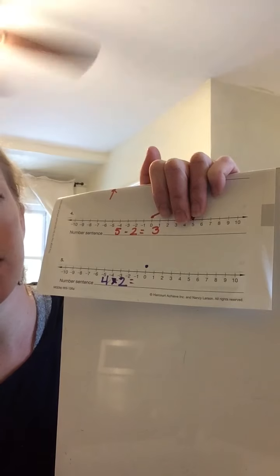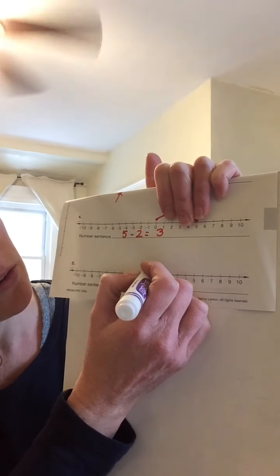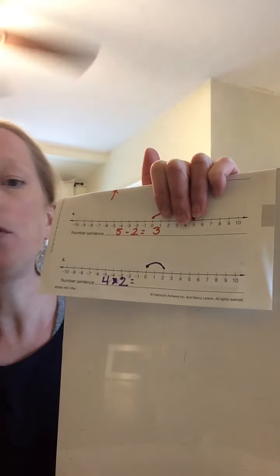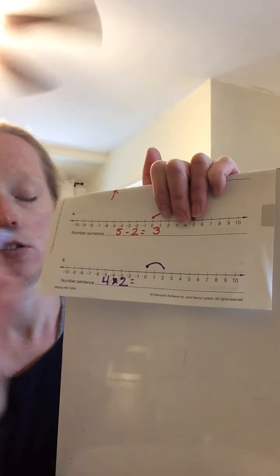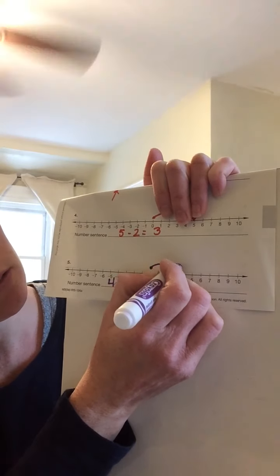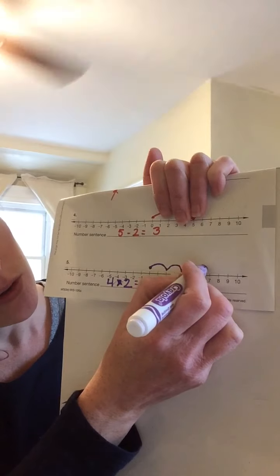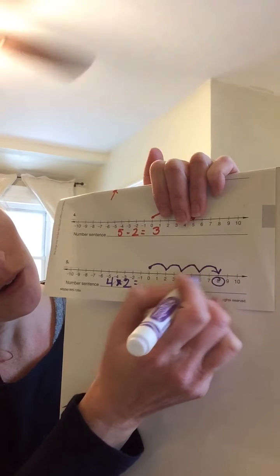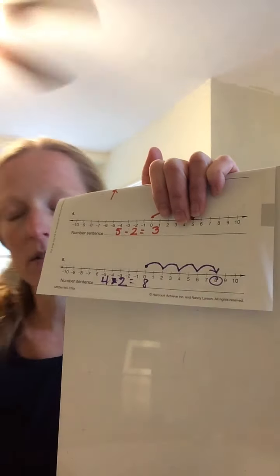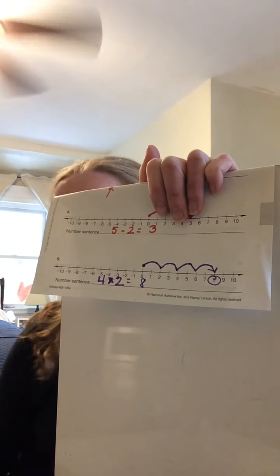And I'm counting by 2s because it's 4 groups of 2. So I'm going to have 4 arches to show that I got there. So 1, 2, 3, 4. So 4 times 2 equals 8.